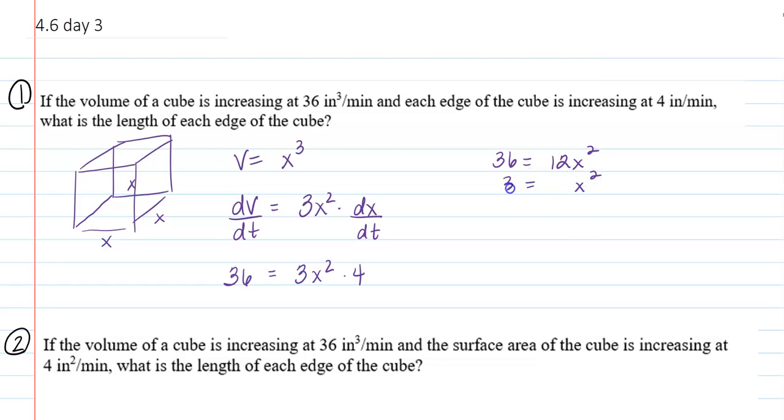X squared is equal to 3. X is equal to, generally it's plus or minus root 3, but because we're dealing with a geometry context, we're going to just use the positive case and throw a unit on there. So our answer is root 3 inches.